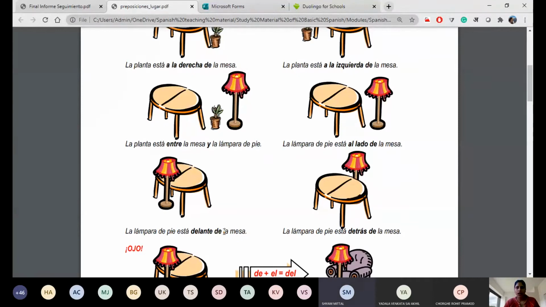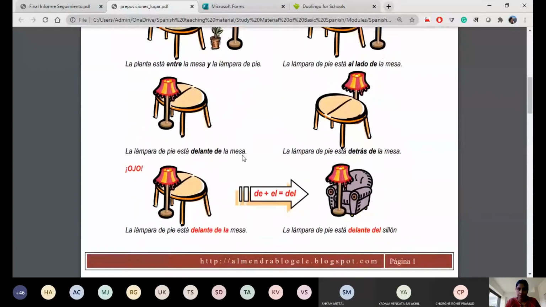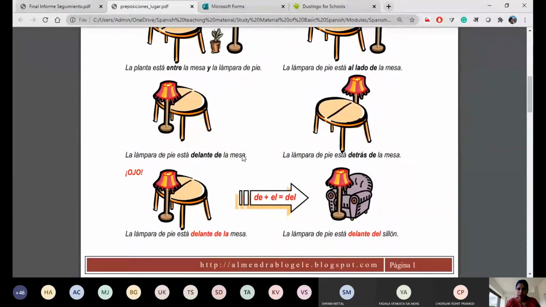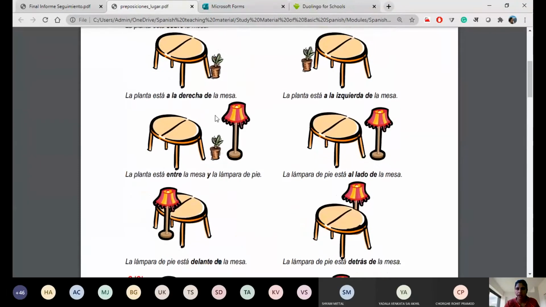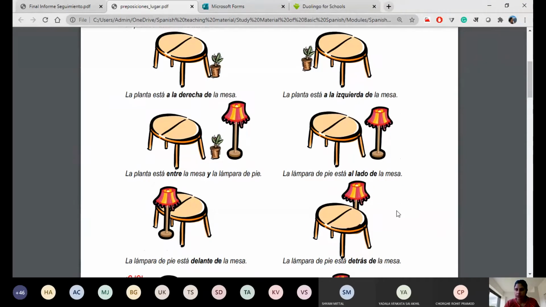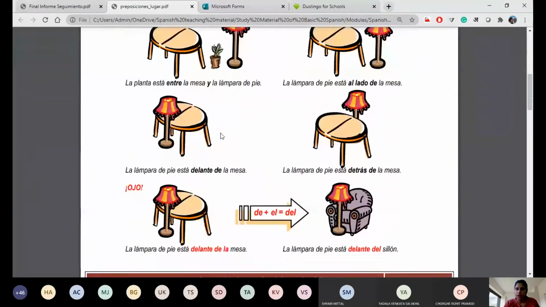Great. Fine. So one thing here, and that's a very interesting thing actually. Here it is coming, we are using all the places with de: a la derecha de la mesa, a la izquierda de, al lado de. Here you don't have delante de, detrás de, we have de all the time. So here it is fine: delante de la mesa, detrás de la mesa.